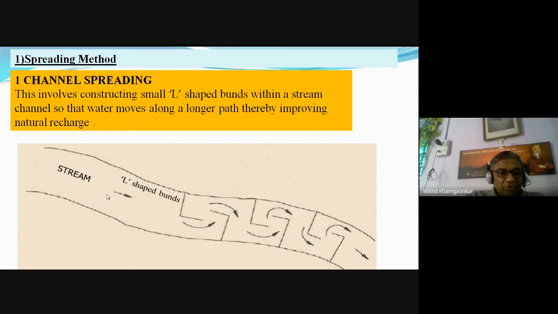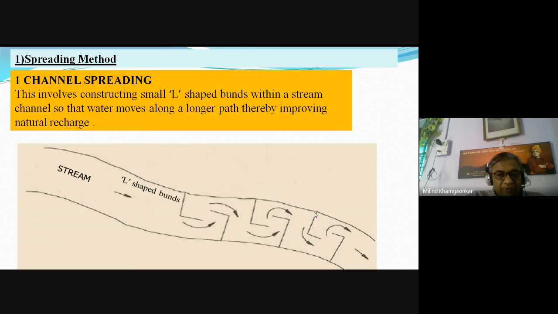रोका नहीं तो ये स्ट्रीम में से बह के चले जाएगा. ये स्ट्रीम में से बड़े स्ट्रीम में जाएगा, बड़े से और बड़े में जाएगा और आखिरी में समंदर में जाके मिलेगा. तो उसके लिए क्या करते हैं कि ये नदियां जो है, ये नदियां में ऐसे एल शेप बंड नदी के लेंथ में बनाते हैं.